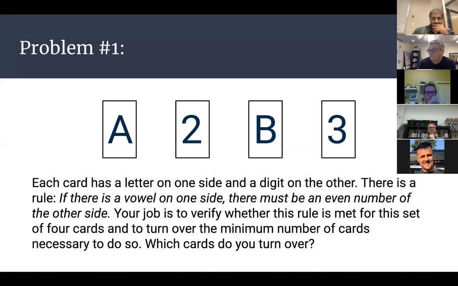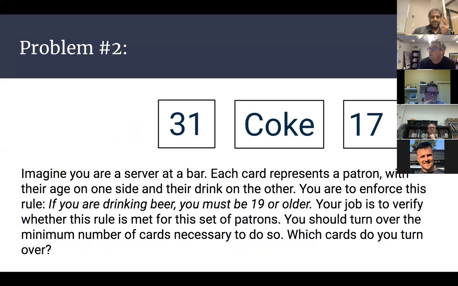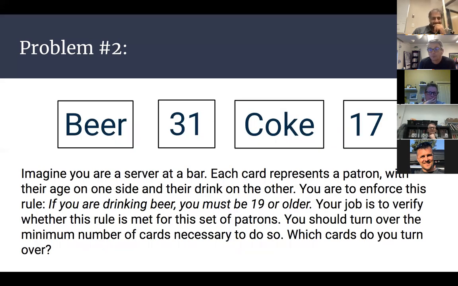And so it's exactly the same for B. The rule's not broken because it's not a vowel, so it doesn't have to. Don't have to care even about the other vowels on the other side. So just A and 3. Yeah, I've seen this before. It's still hard.